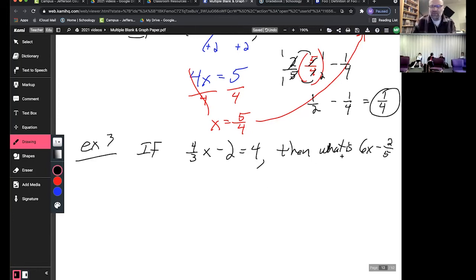Can you see that problem? All right, so see if you can finish this two-step problem. A lot of students will solve for x and forget that they still have to plug that in to 6x minus 2/5. So don't make that mistake. This is two steps. This is a two-part problem.